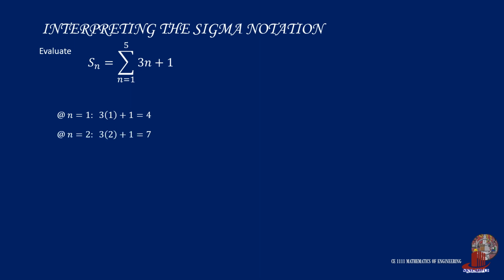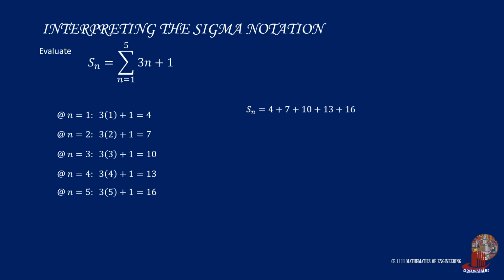At n equal to 2, the term is 3 times 2 plus 1, and that is 7. At n equal to 3, or 3 times 3 plus 1, the third term is computed as 10. At n equal to 4, 3 times 4 plus 1 is 13. And at n equal to 5, we get 3 times 5 plus 1, resulting to 16. So to take S sub n, we add the terms 4, 7, 10, 13, and 16, which is computed as 50.